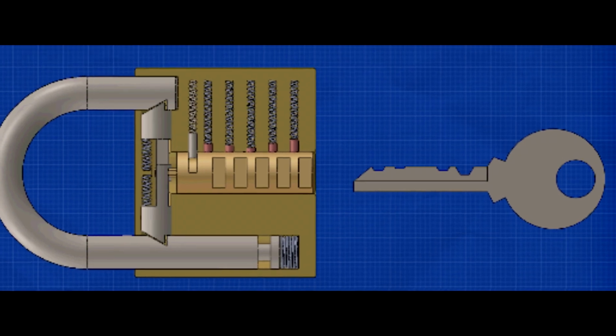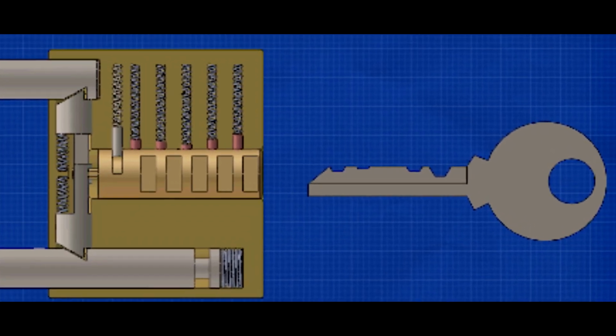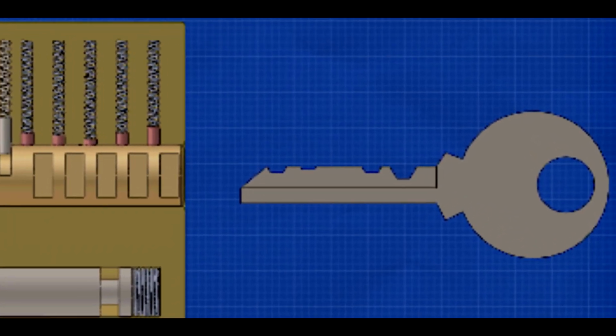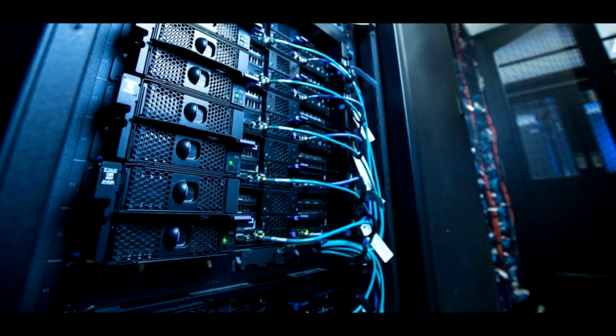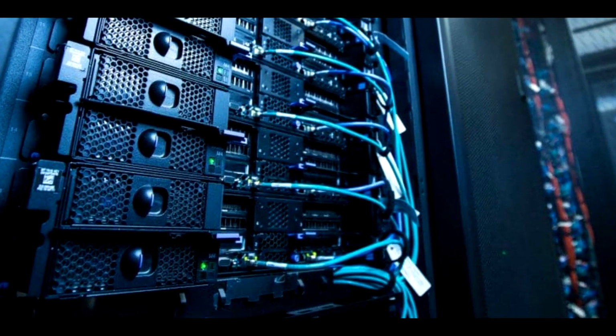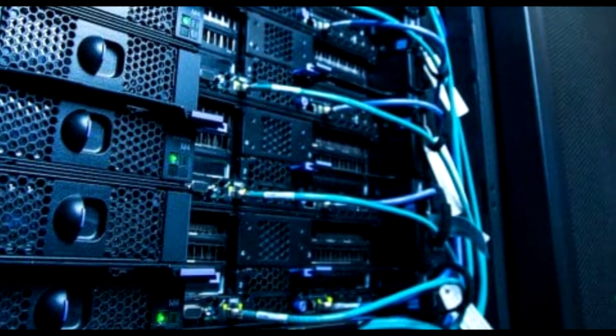File servers require a locking mechanism to prevent multiple computers from accessing or modifying a file simultaneously. The operating system needs adjustments to track file usage and address potential issues, but these file servers are ideal for small networks with a few computers and limited file transfers.